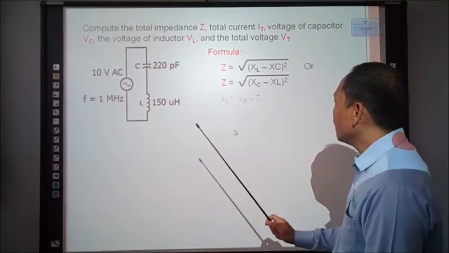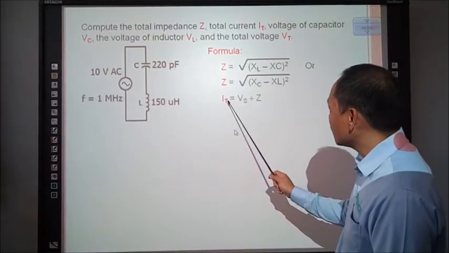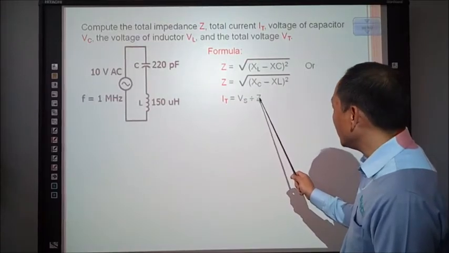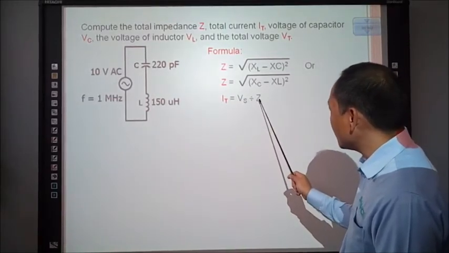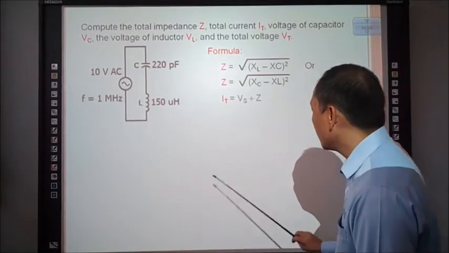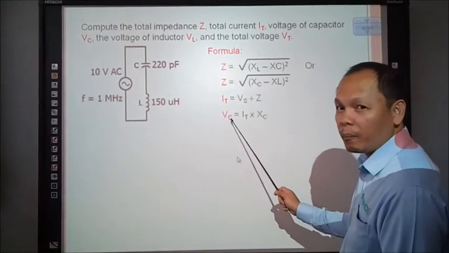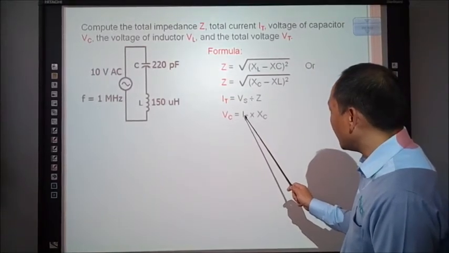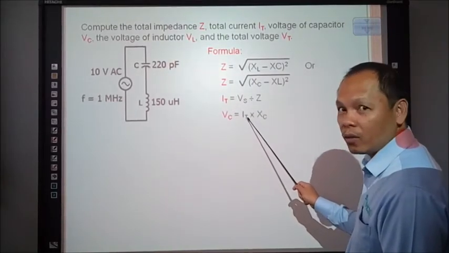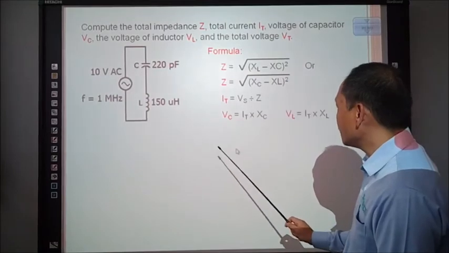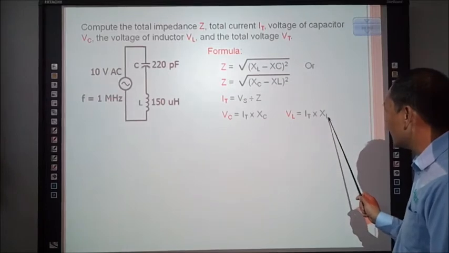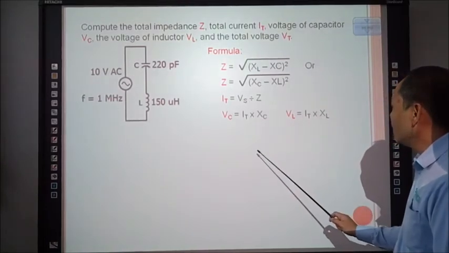Next, you're going to solve for IT. This is the formula of IT, which is equal to the source voltage divided by Z. Remember, Z is the impedance and the source voltage is the 10 volts. Then solve for the capacitor voltage, which is equal to the total current times XC. This is the total current, so you write here the value of the total current. Next is the inductor voltage, which is equal to the total current times XL.